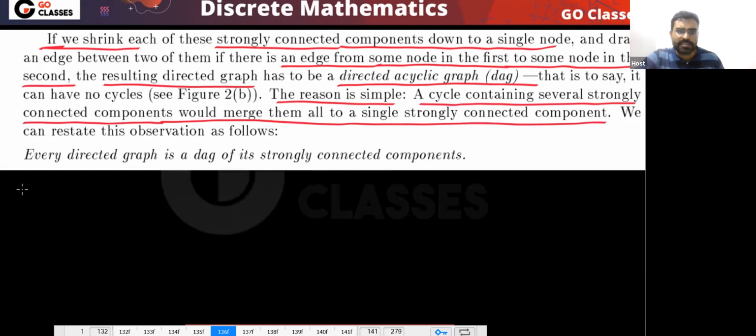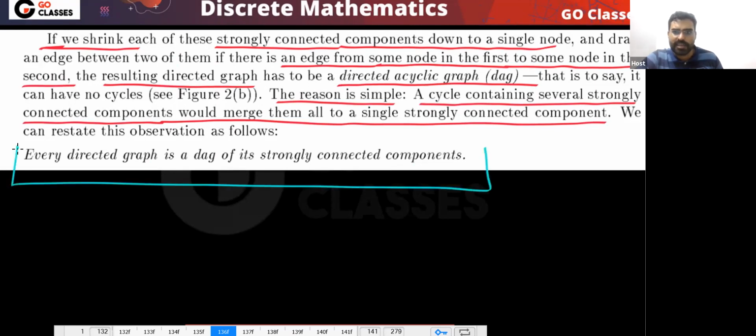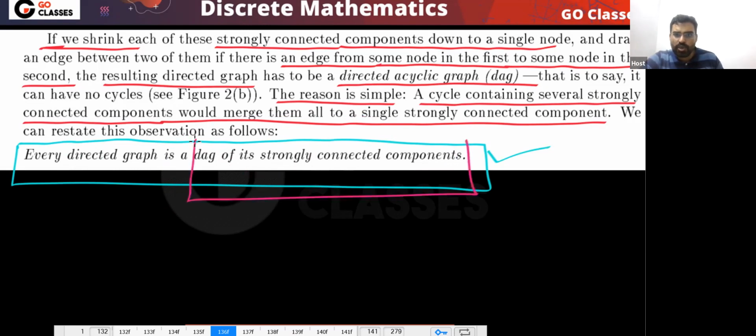So finally, this is the statement, this is the theorem: every directed graph is a DAG of its strongly connected components. Did you understand this? Every directed graph is a DAG of strongly connected components.